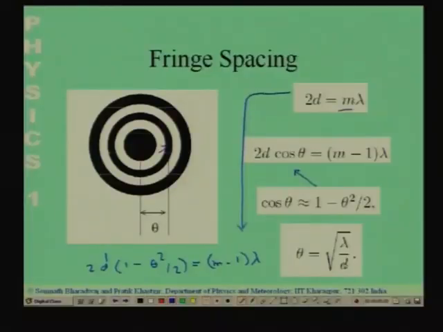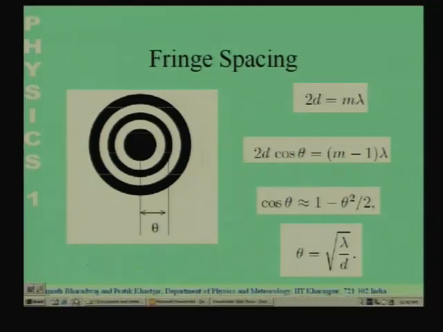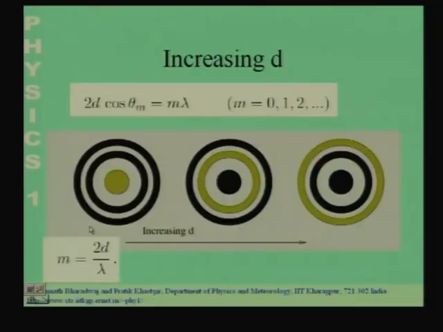Let us move on to another question now. The next question which we are going to discuss is, what happens if I increase d? So, we have adjusted the Michelson interferometer so that we have a dark spot at the center for a certain value of d. Now, we move one of the mirrors slowly so as to increase the difference in the length of the two arms. So, by moving one of the mirrors, we slowly increase the value of d. The question is, what is going to happen?